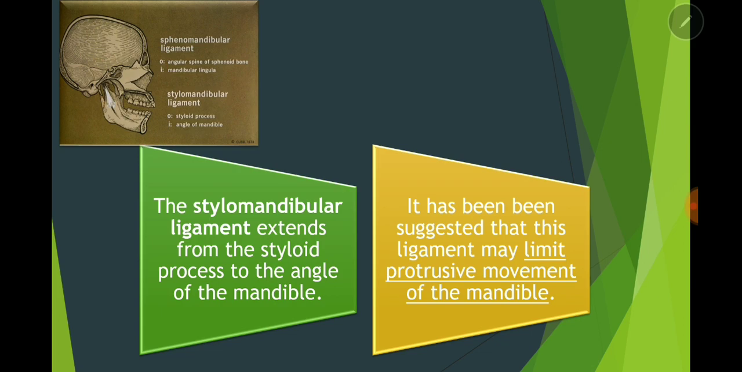Now let's look at the stylomandibular ligament. The stylomandibular ligament is this ligament here. So this ligament here is the sphenomandibular, and this ligament here is the stylomandibular, and you can see it's extending from the styloid process to the angle of the mandible. Angle. All right. It has been suggested that the stylomandibular ligament limits the protrusive movement. Okay. All right. So that's the end of it.